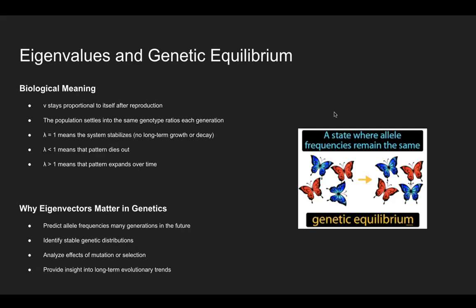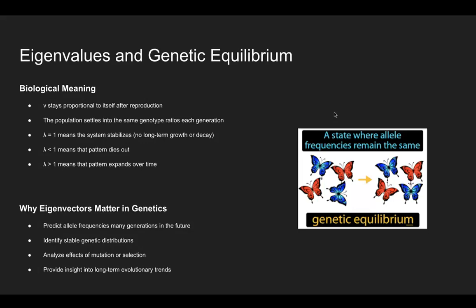Eigenvalues in genetic equilibrium. Biological meaning: V stays proportional to itself after reproduction. The population settles into the same genotype ratios each generation. Lambda being 1 means the system stabilizes, no long-term growth or decay. Lambda being less than 1 means that pattern dies out, and lambda being greater than 1 means that pattern expands over time.